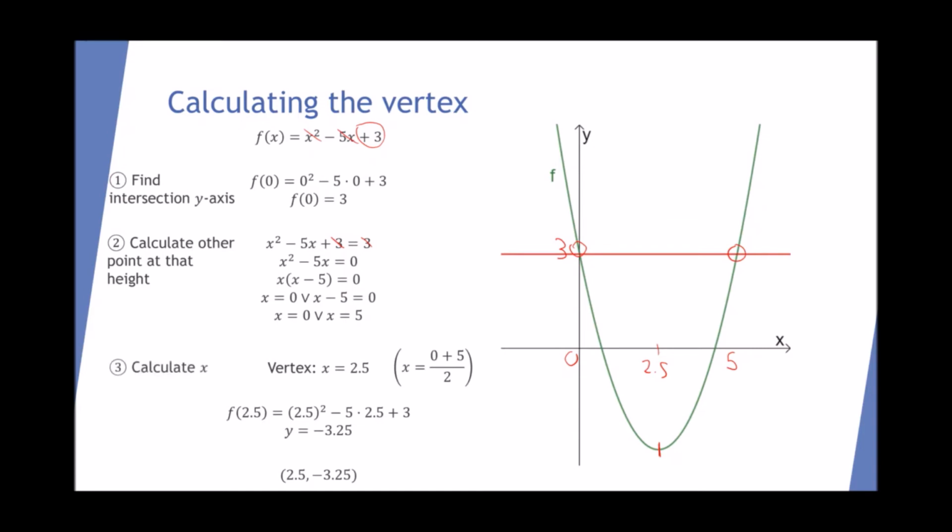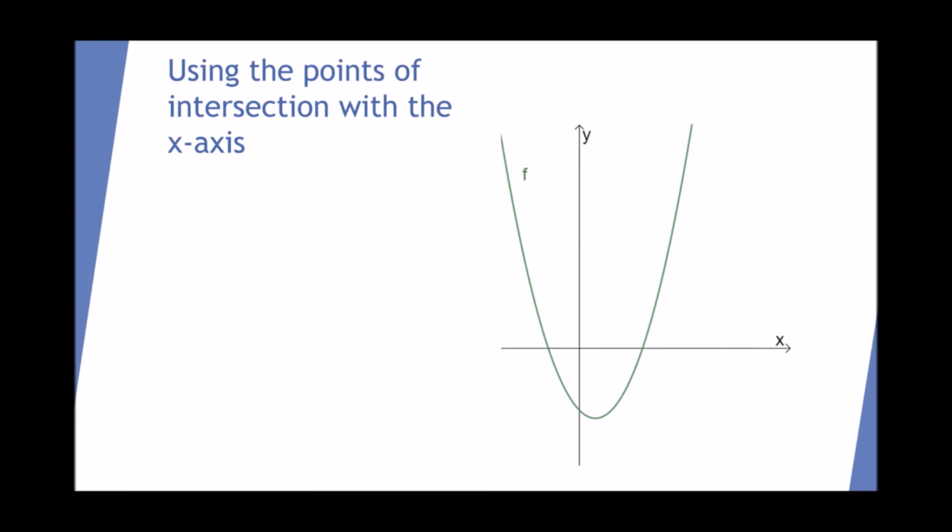From there we calculated the x value of the vertex by taking the average, the middle point. We followed up with the y value by filling in our x in the function. And then last but not least, we drew our conclusion. So this is one method, and this is the method you're usually going to use. But occasionally there will be another method that's useful, and that is using the points of intersection with the x-axis. This is only going to be useful if your function is already factorized or otherwise very easily solvable.